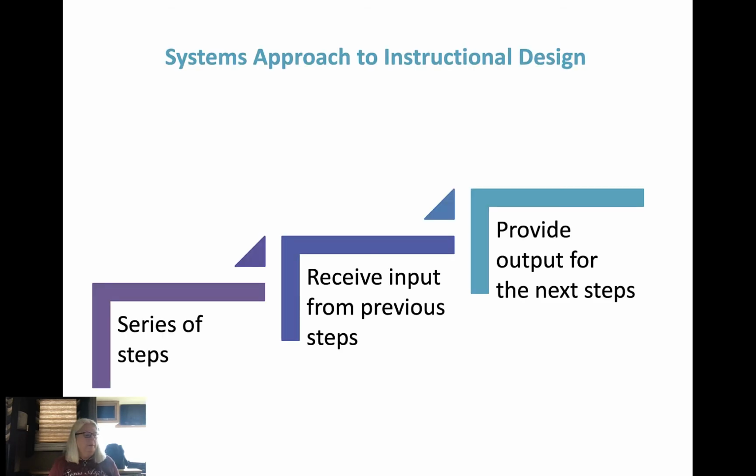So the systems approach to learning is a series of steps, and each step receives input from previous steps, and it provides the output for the next step. So they're interrelated parts that are working together toward a defined goal. So parts depend upon each other for input and output.